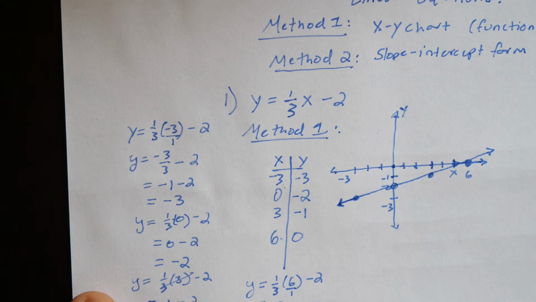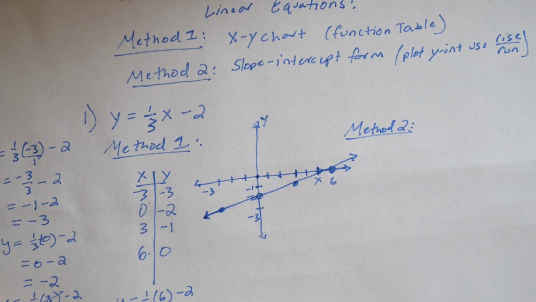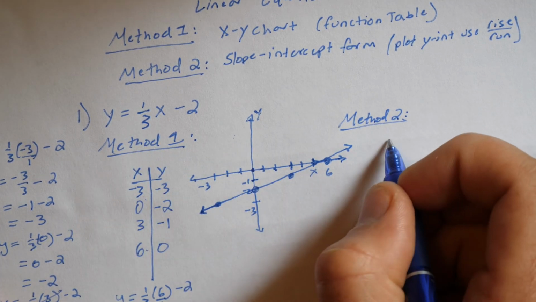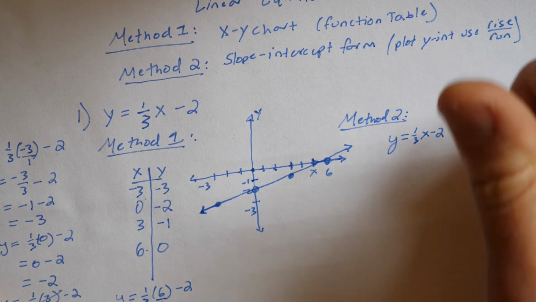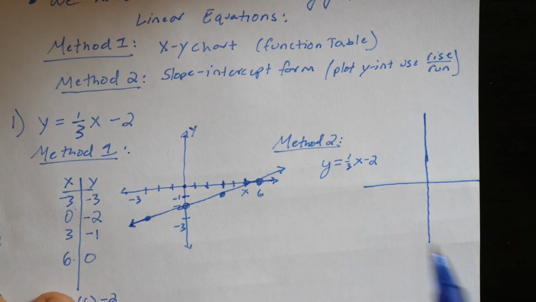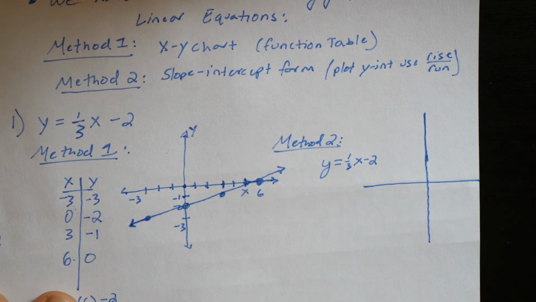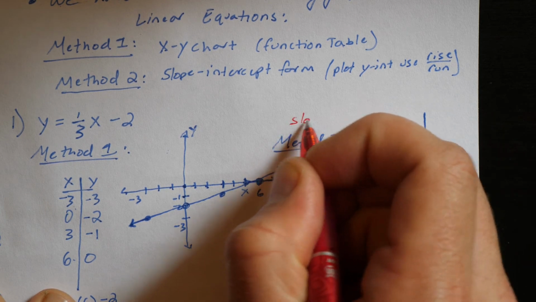Okay? Now let's use method 2. So method 2 is a little bit less work. So all we have is the same equation, but let's set it up again. So we have y equals 1/3 x minus 2. And before I run out of room, let me put my graph. Now method 2 is using slope-intercept form. So we have to use the skills that we've already learned. What is slope-intercept form?